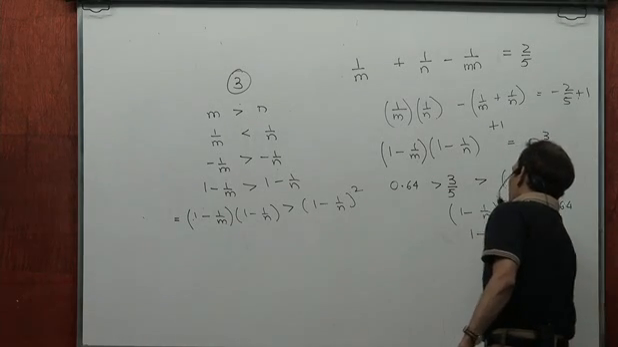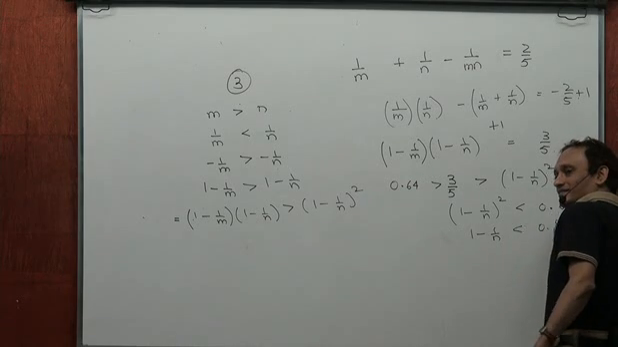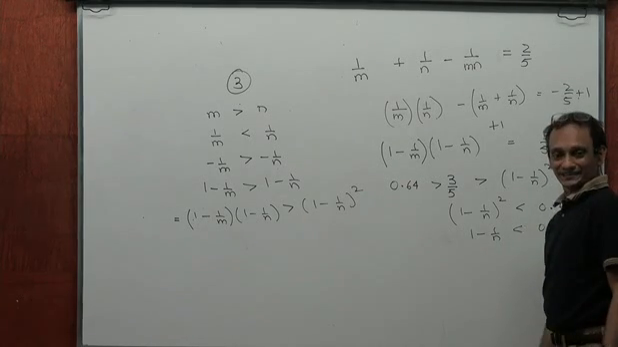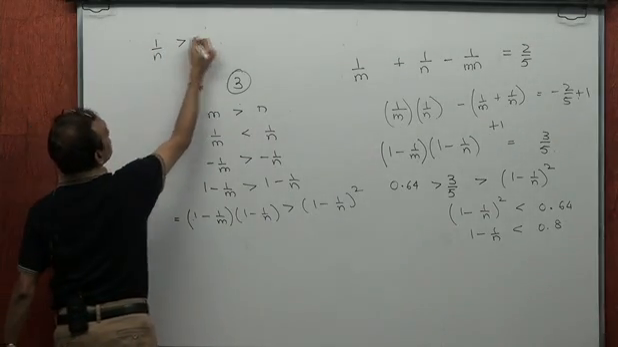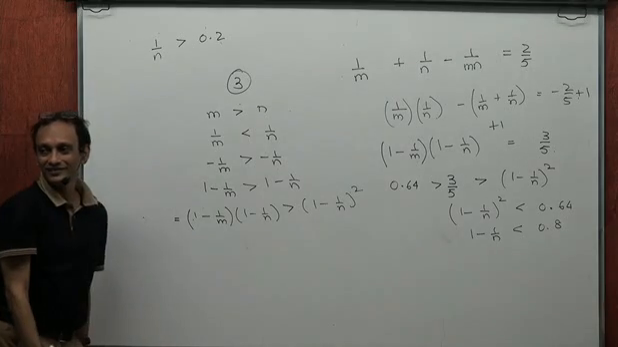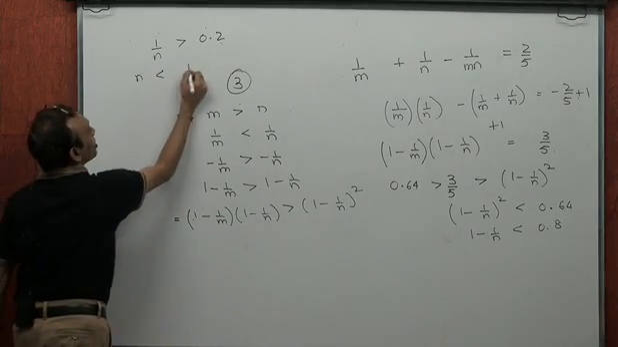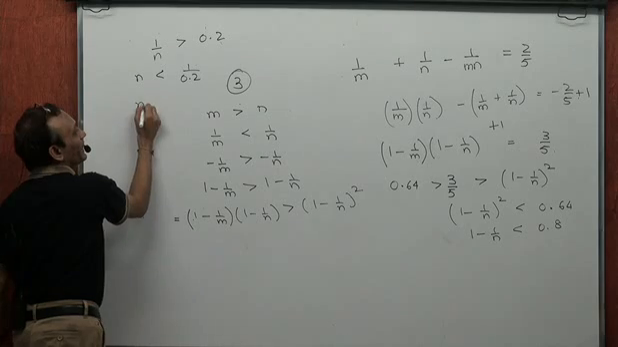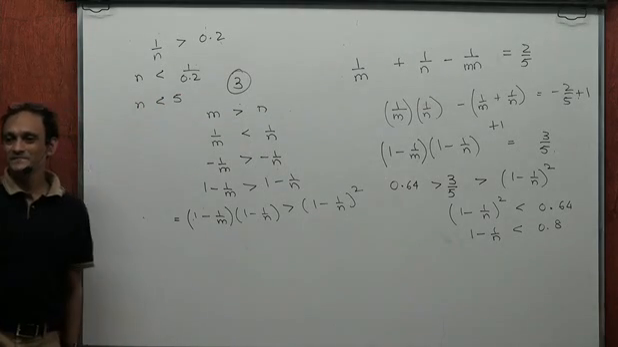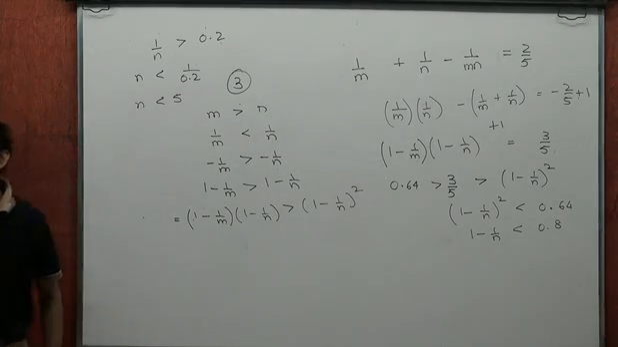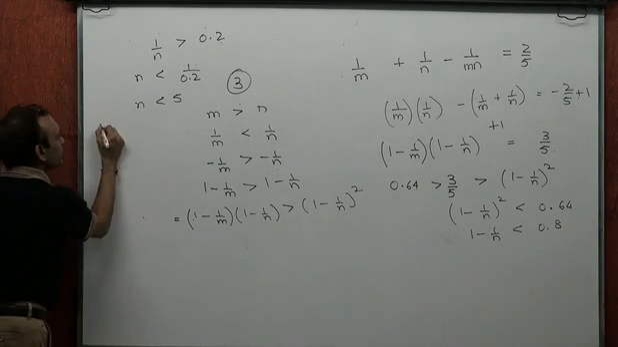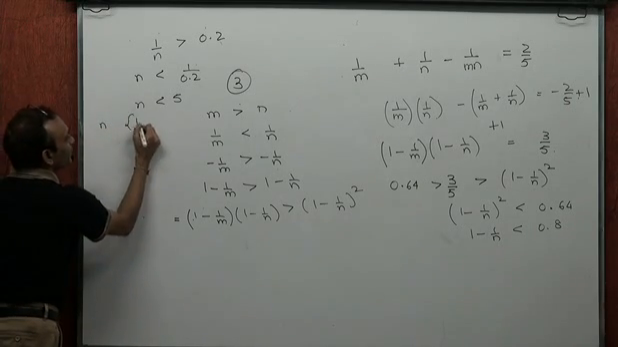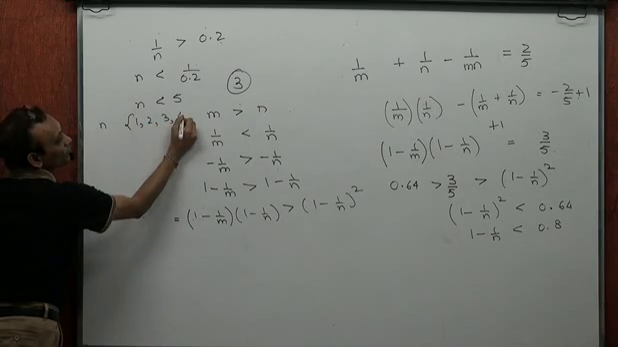So this gives me 1 minus 1 by n less than 0.8, right? So this then gives me 1 by n greater than 0.2, n therefore less than 1 by 0.2. So n less than 5. What are the only values of n that you need to inspect? 1, 2, 3, 4. We've reduced the set. The only permissible values of n then would be 1, 2, 3, 4.